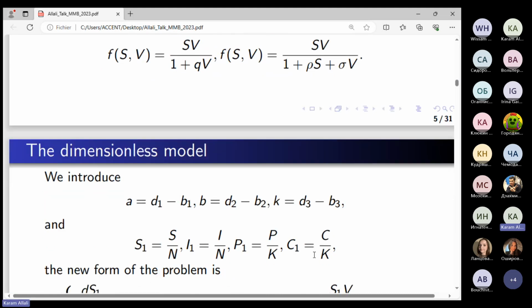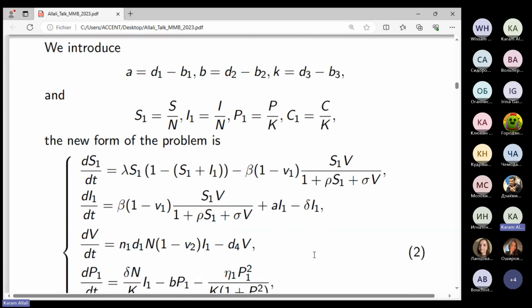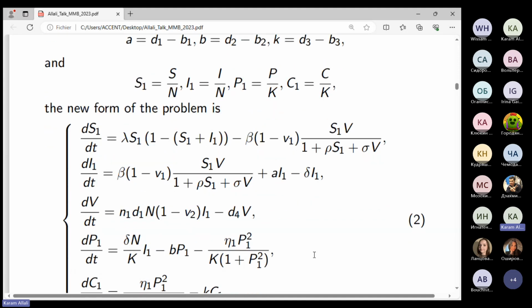In order to have the dimensionless model, some parameters are introduced. For example, A is equal to D1 minus B1, B is equal to D2 minus B2, K is equal to D3 minus B3. And to have the dimensionless form, we have introduced new variables to the problem. S1 is equal to S divided by N, I1 is equal to I divided by N, P1 is equal to P divided by K, C1 is C divided by K, and N is the total number of cells.